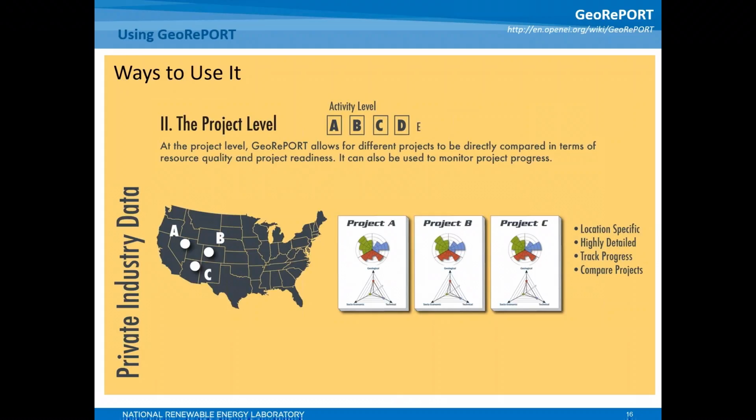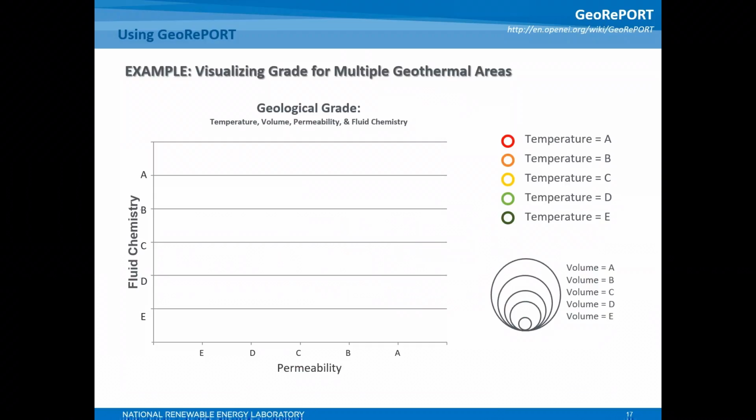At the project level, GeoRePORT allows for different projects to be directly compared in terms of resource quality and project readiness. It can also be used to monitor project progress. In this example, GeoRePORTs are completed at 3 fictitious locations, A, B, and C, in a company's portfolio using detailed project information, typically activity levels of A through D. Suppose the estimated potential for each of these 3 locations is 50 megawatts. We can use the GeoRePORT data to compare detailed project data.